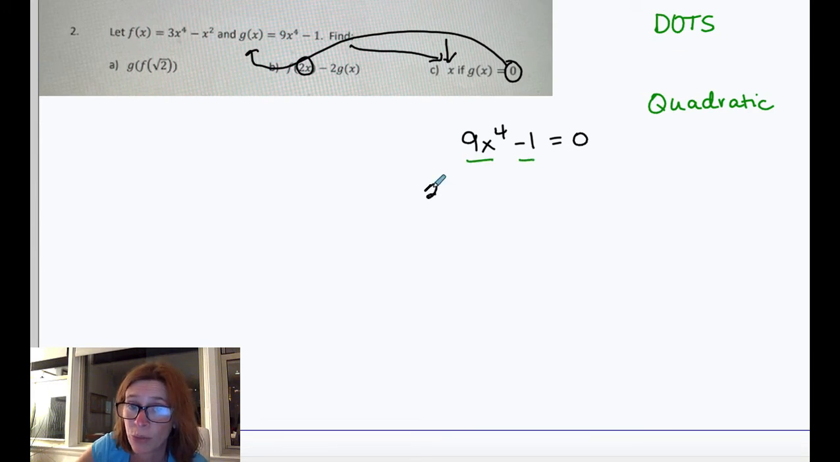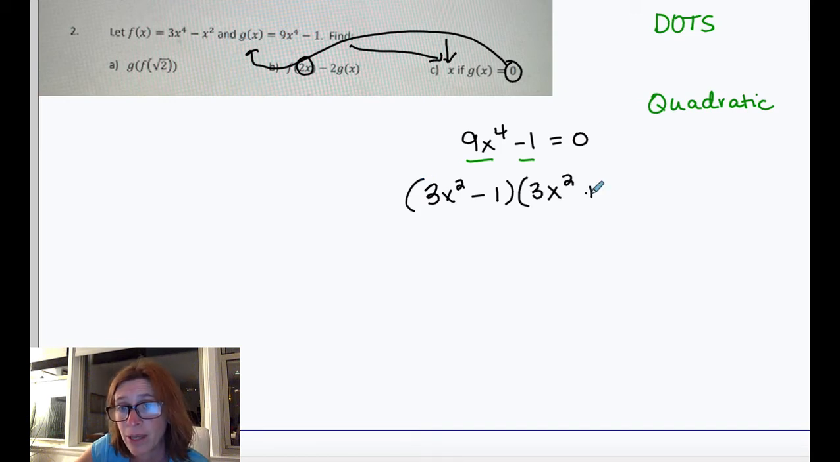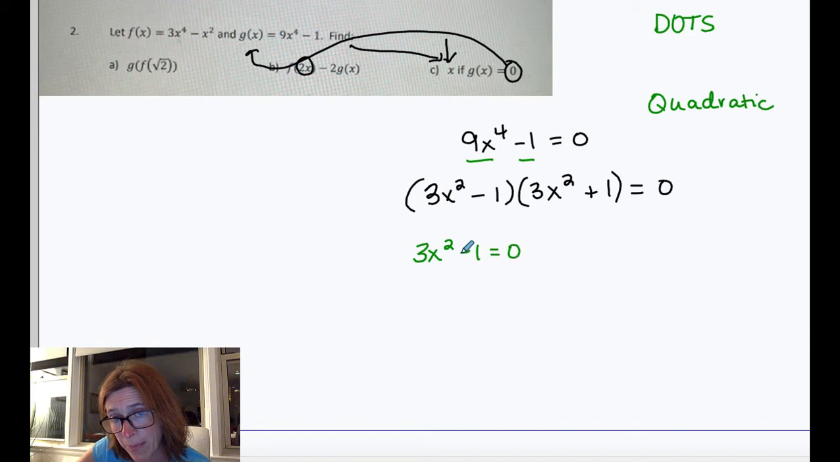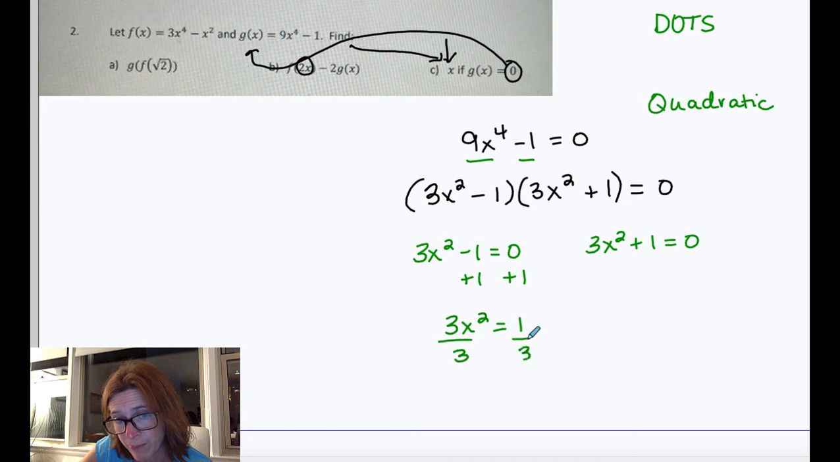So it would be 3x squared minus 1 and 3x squared plus 1 equals 0. All right, now you set each factor equal to 0 because you can't simplify it anymore. So I'm going to add 1 and divide by 3. So x squared equals 1/3.